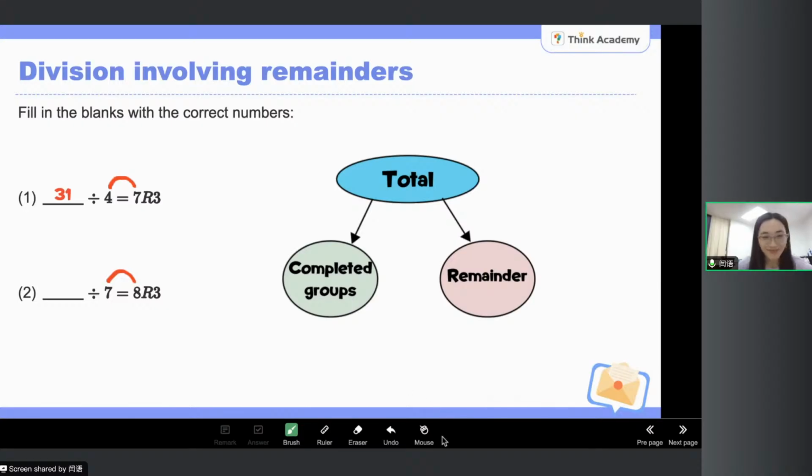Got the answer? Wow, excellent, good job. So again, how do we figure out the groups part? That is 7 times 8, right? 7 times 8, then you get 56. And following this, plus 3, then you will get 59. Yes. Now, is it very clear for you?